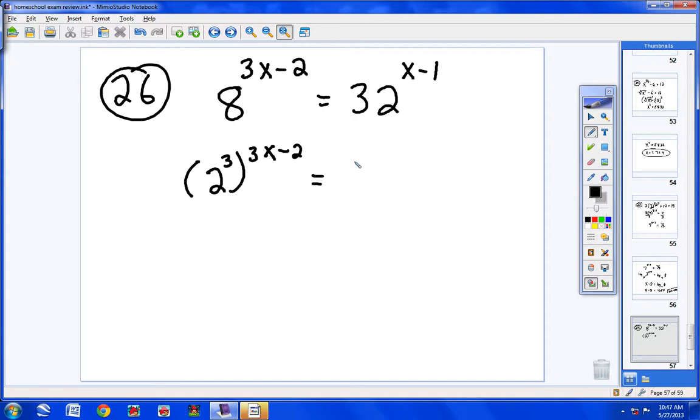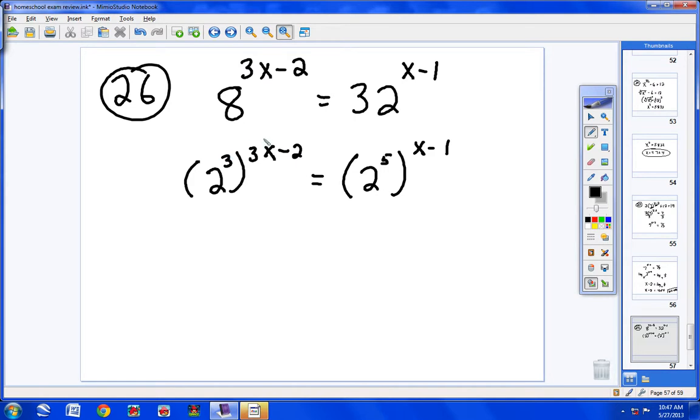And then over here for 32, this is really cool. 2 to the 5th power. If you'll take your calculator and test, you'll see that 2 times 2 times 2 times 2 times 2 is 32. Now, remember Chase on your test?